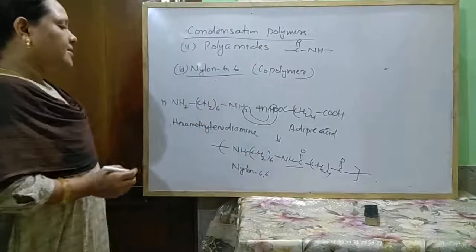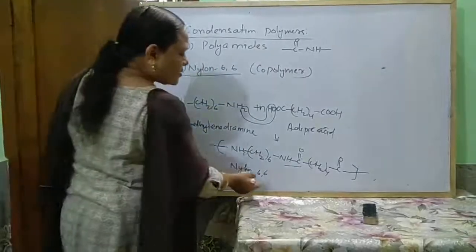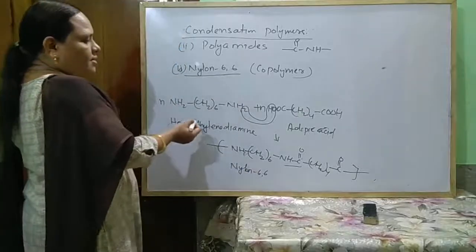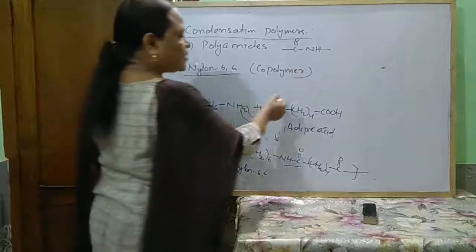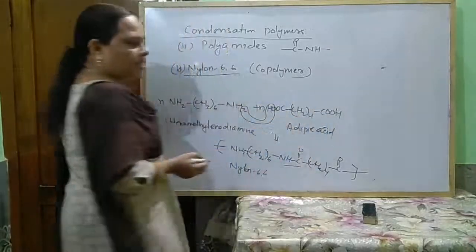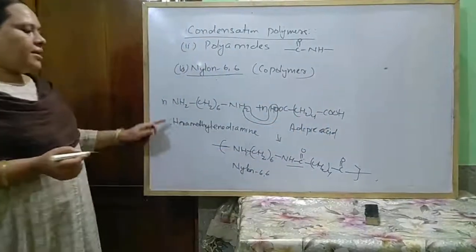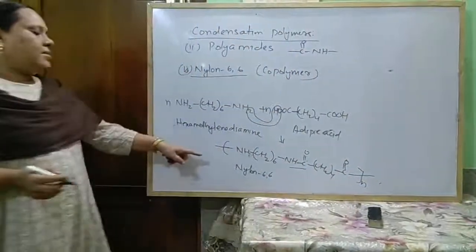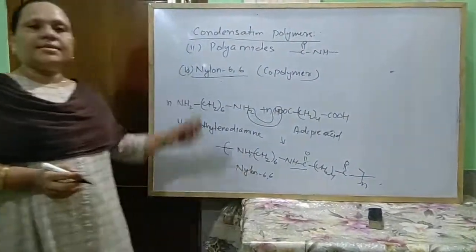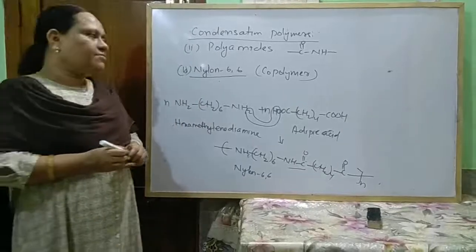Nylon 6,6. So why is this called nylon 6,6? Because it contains 6 carbon atoms from this amine group and 6 carbon atoms from this acid group. As it contains n number of these, this is the repeating unit, nylon 6,6. In this way, this nylon 6,6 is formed.